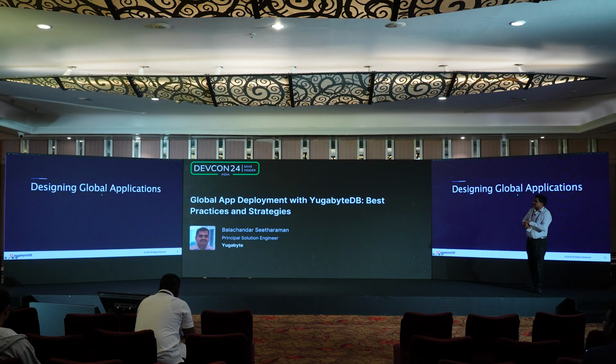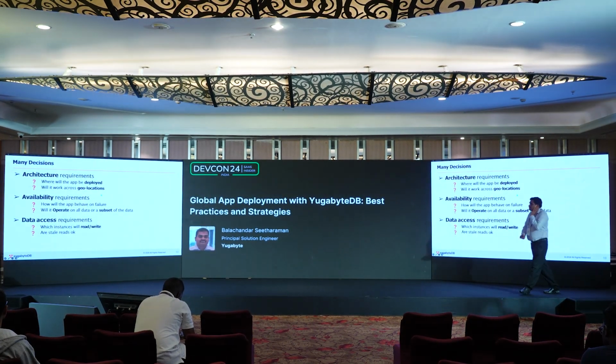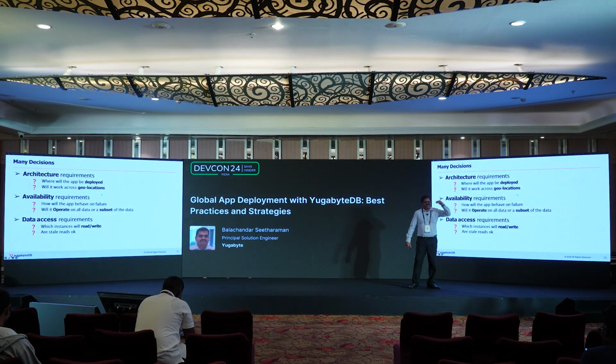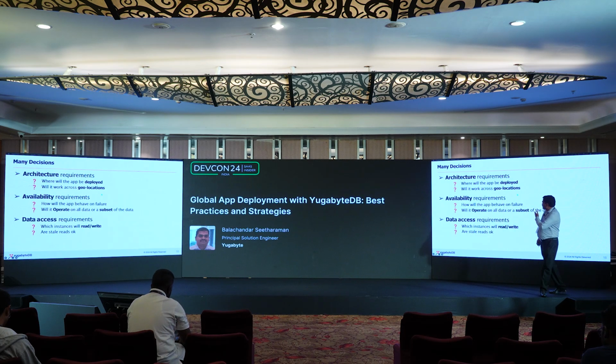So let's come to designing global applications. You may be thinking many decisions have to be taken before you can call your application globally ready, or globally going to meet the requirement. So these are the three aspects. First, it has to comply with your architecture requirement. Second, it has to comply with your availability requirement. Third, it has to comply with your data access requirement.